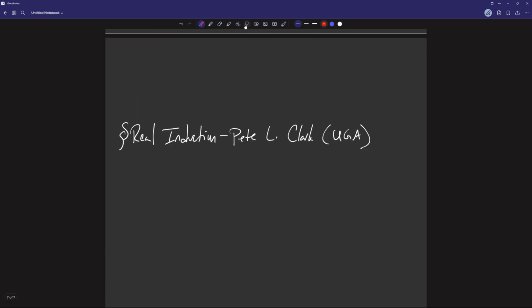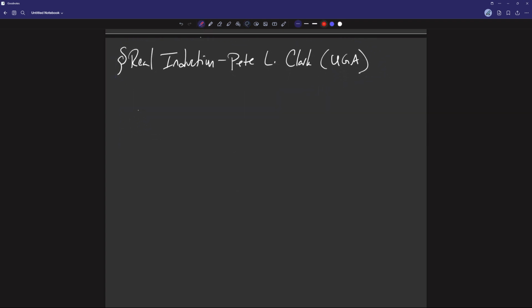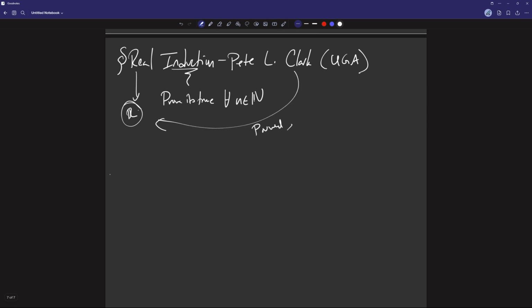Let's take a look. Moving on into real induction territory, this was a topic introduced by Dr. Pete Clark. We generally think about induction using the natural numbers: prove it's true for all n in N. Now we're introducing real numbers, so this becomes a whole question in itself, which Dr. Clark proved. So let's define inductive. What does it mean to be inductive?